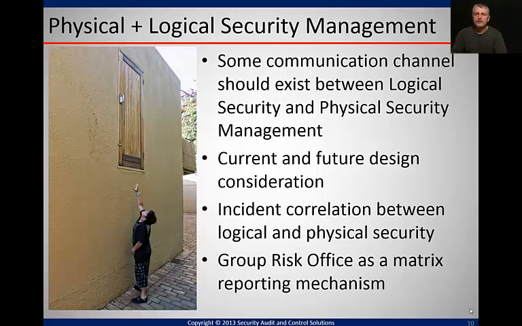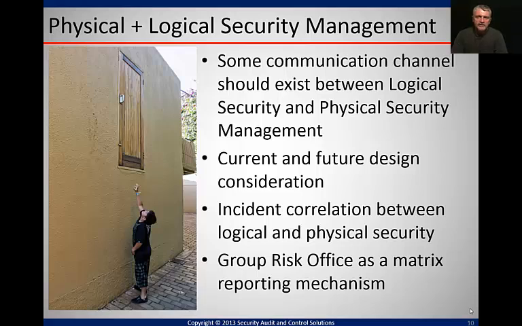Now, sometimes we see a problem with physical and logical security management. They do not communicate. However, some communication channels should exist between logical security and physical security management. It will ensure that current and future design considerations are met. Also, an instant correlation between logical and physical security will benefit. This means that as soon as physical security, as an example, sees that there are a lot of possible intrusion attempts outside, they can communicate with the internal logical security management to ensure that the data is secured.